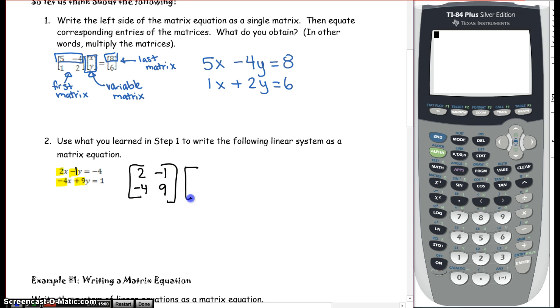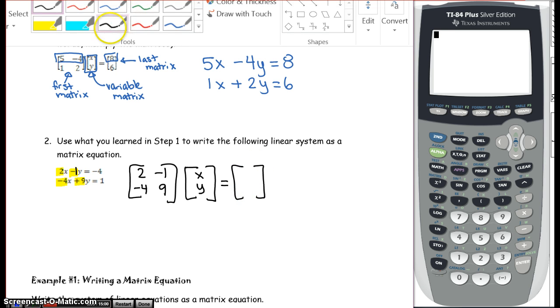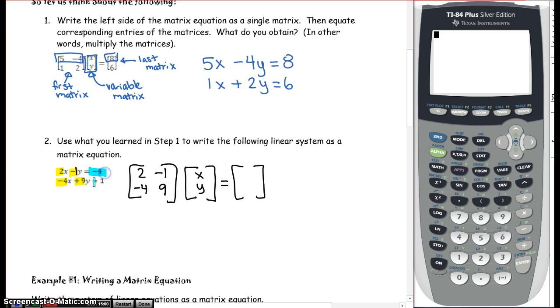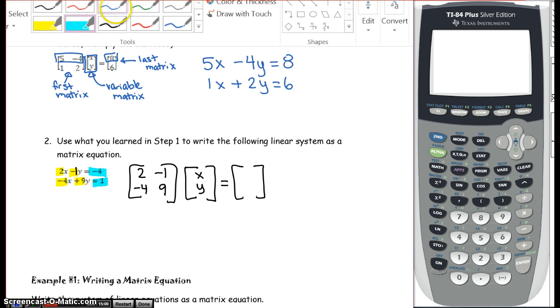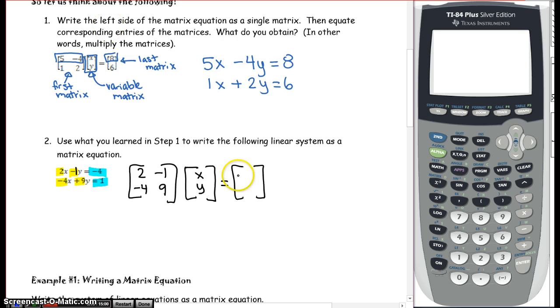Our second matrix will be our variable matrix. So our variables are x and y. X will go on top because that's the first one, and y will go on the bottom because that's the second one. We're also going to have an equal sign, and then we're going to have our values on the other side of the equal sign. Well, we have negative 4 and positive 1, so we're going to write them in the order that we see them, negative 4 and positive 1.